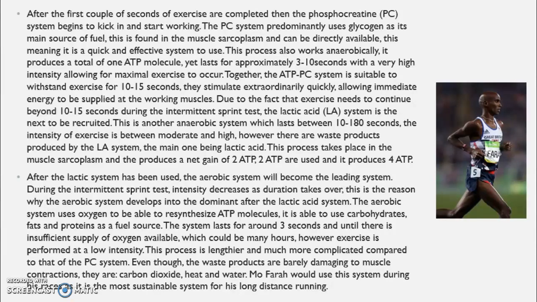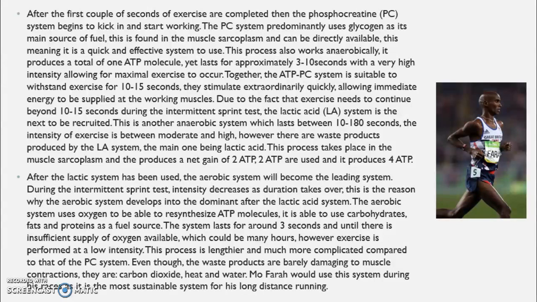So the process takes place in the muscle cytoplasm and produces a net gain of 2 ATP. 2 ATP are used and it produces 4 ATP. And so after the lactic acid system has reached its threshold, the aerobic system will become the leading system, and its main fuel is oxygen.